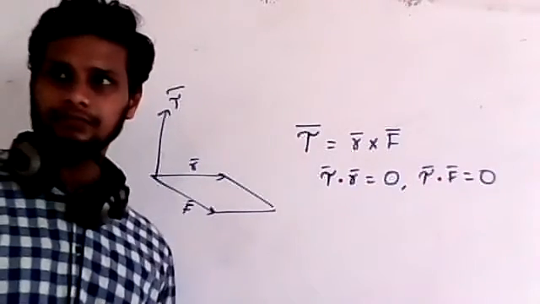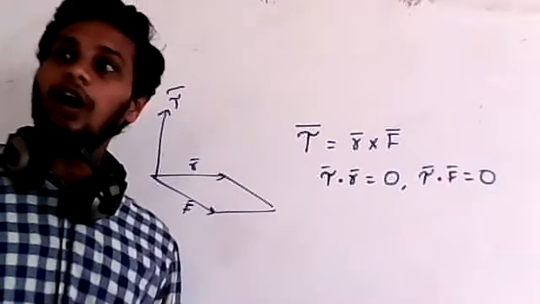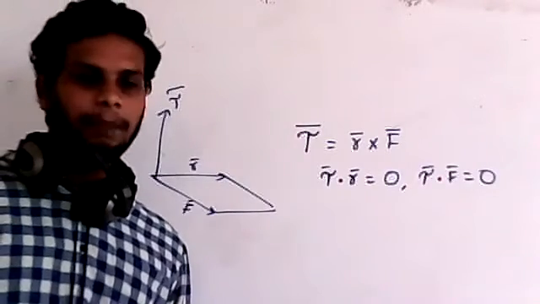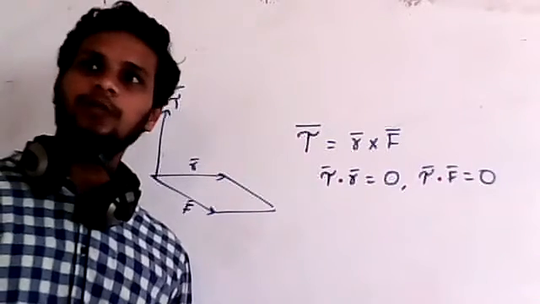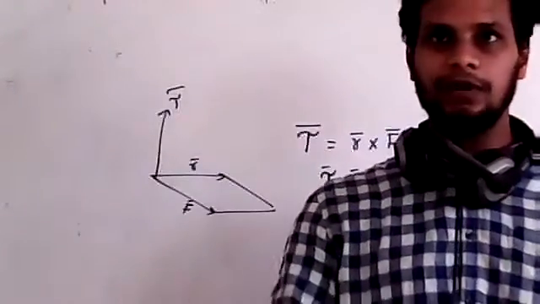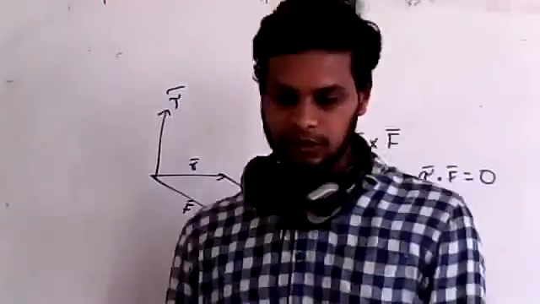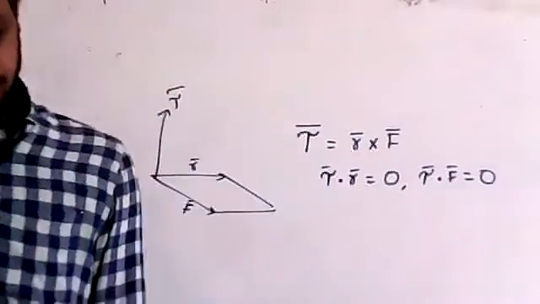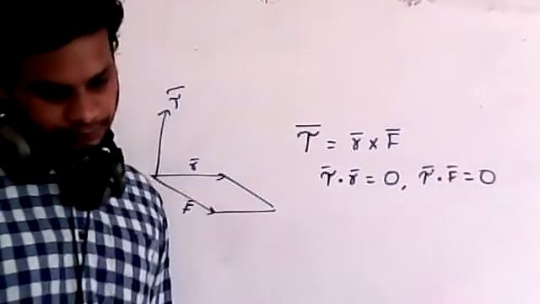Parallel means cross product is 0. Perpendicular means dot product is 0. Blindly remember this point. Okay? Now, which is the answer? Yeah, the fourth one.